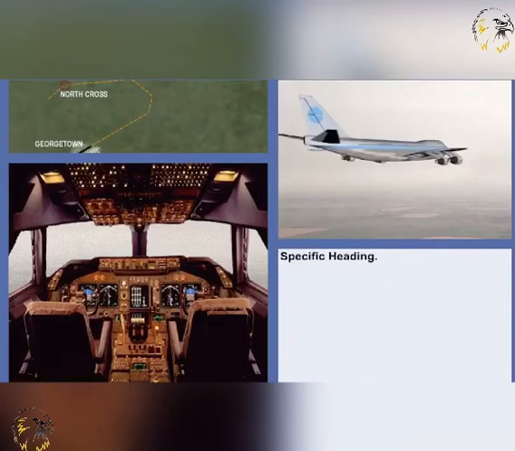In this example, the controller turns the aircraft onto a specific heading to achieve spacing from the aircraft ahead.